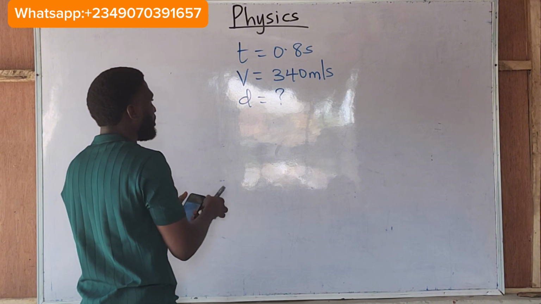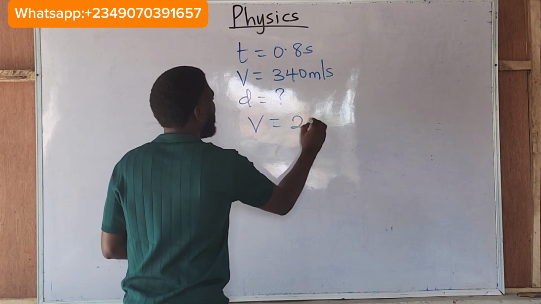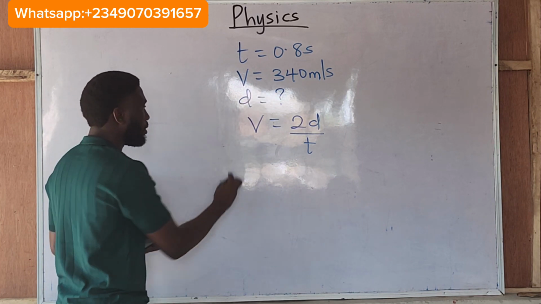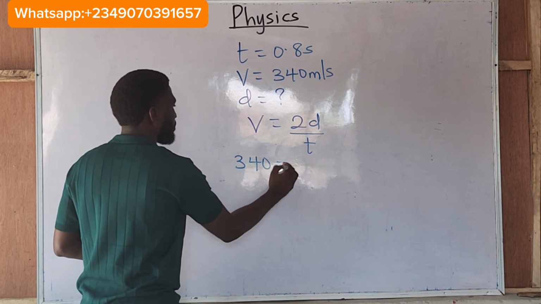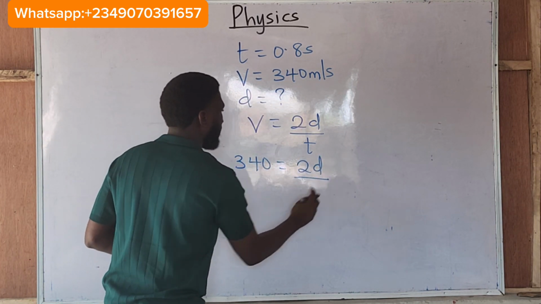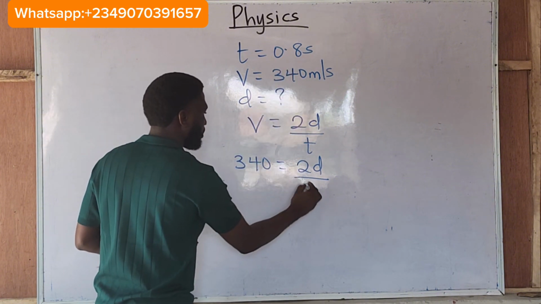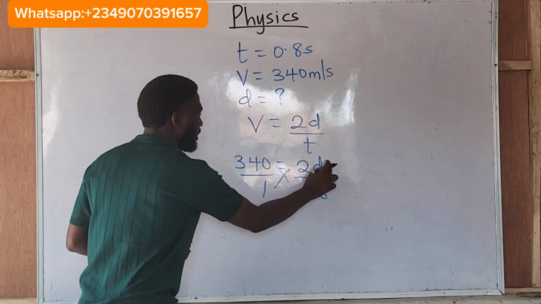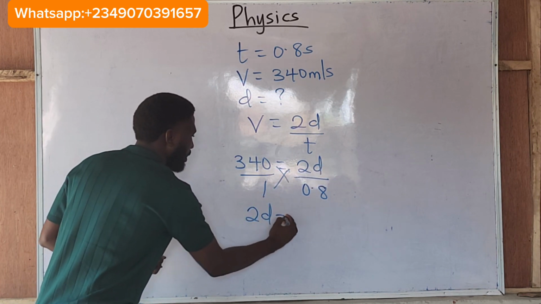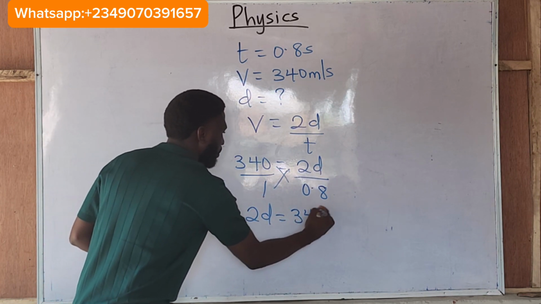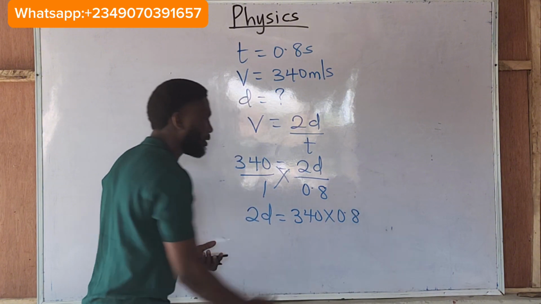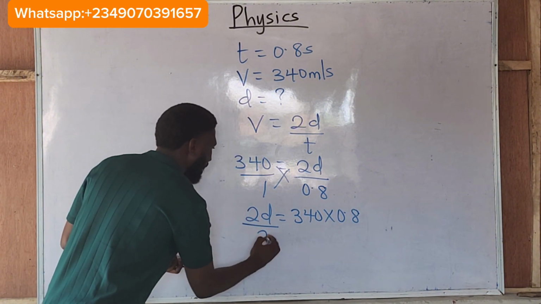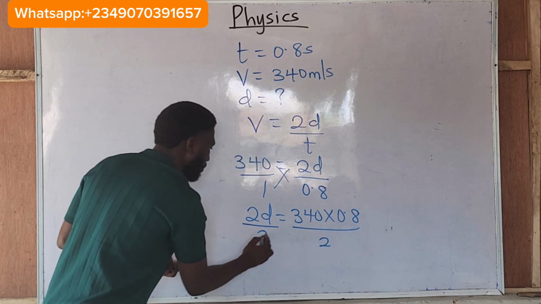that the formula to use is v equals 2d over t, what is the v given to us? That is 340. So 340 equals 2d over the time given to us, which is 0.8 seconds. So if we do well to cross multiply, 2d times 1, that is 2d, equals 340 multiplied by 0.8. Like I said, we are looking for the distance. So do well to divide both sides by 2.